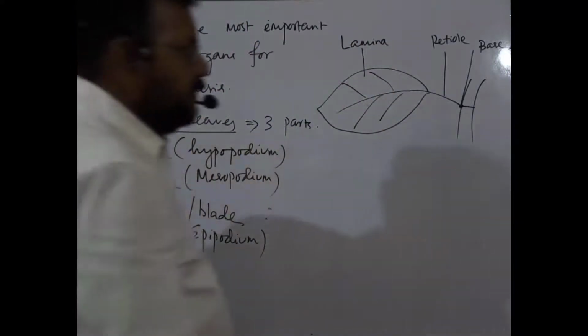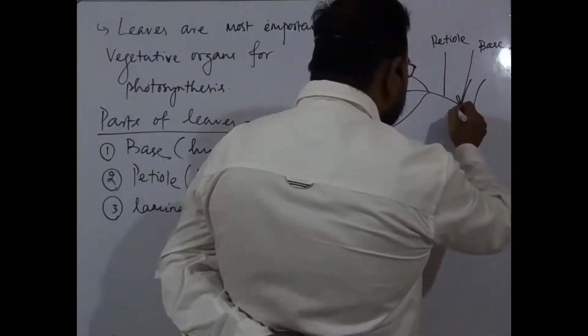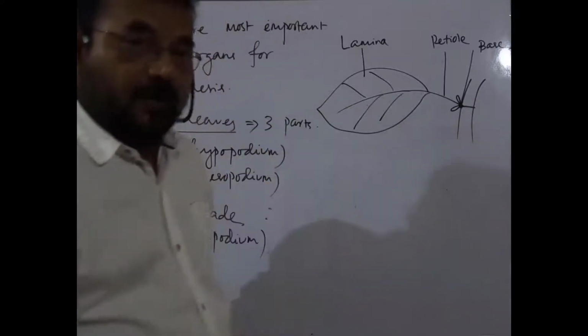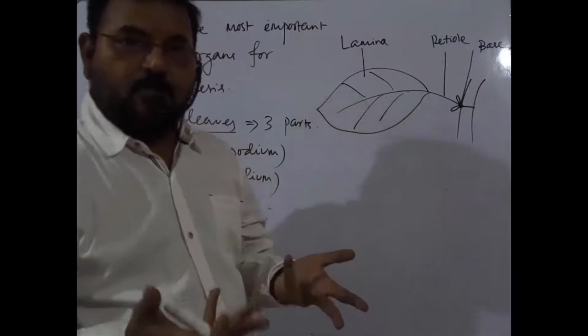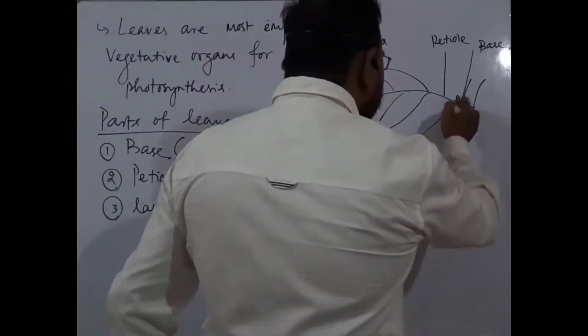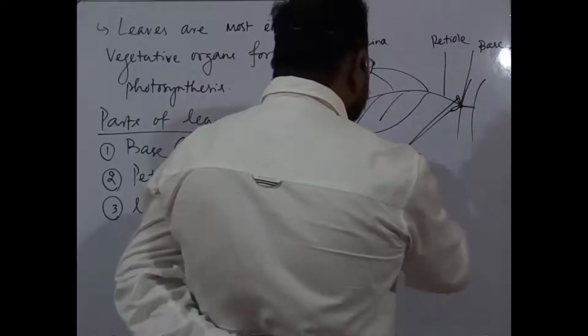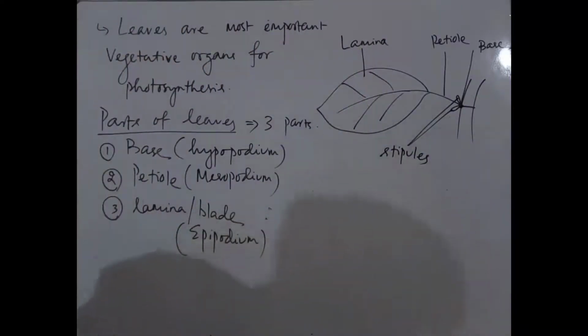At the base of the leaf, two lateral small outgrowths may be present. In some leaves, these outgrowths may be present, and in some leaves, these outgrowths may not be present. And these two outgrowths are known as stipules. So you can follow the diagram of page number 70.